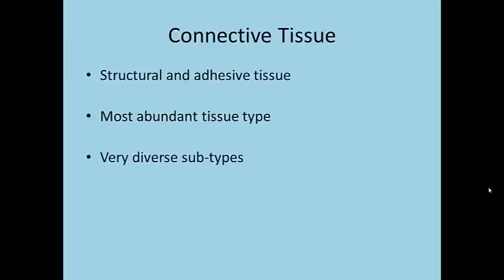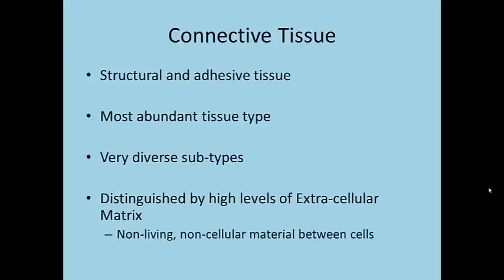As you look through the microscope today in lab, you'll see that it's a very diverse tissue. There are a lot of different subtypes, and based on their specific jobs and their specific locations, they can look very different, but they all can be distinguished by high levels of extracellular matrix. This is that non-living, non-cellular material that fills in the spaces between the cells of the connective tissue.